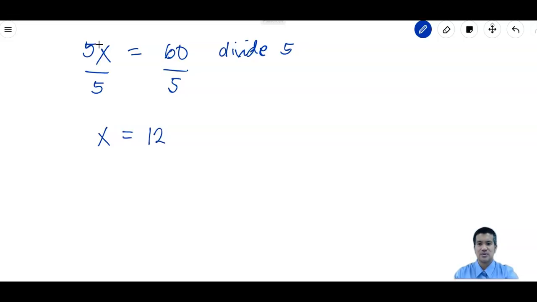12. When you check that, the original equation we had is 5x, so 5 times x equals 60. The value of x is 12, so 5 times 12 is also equal to 60. Okay, let's do another example.